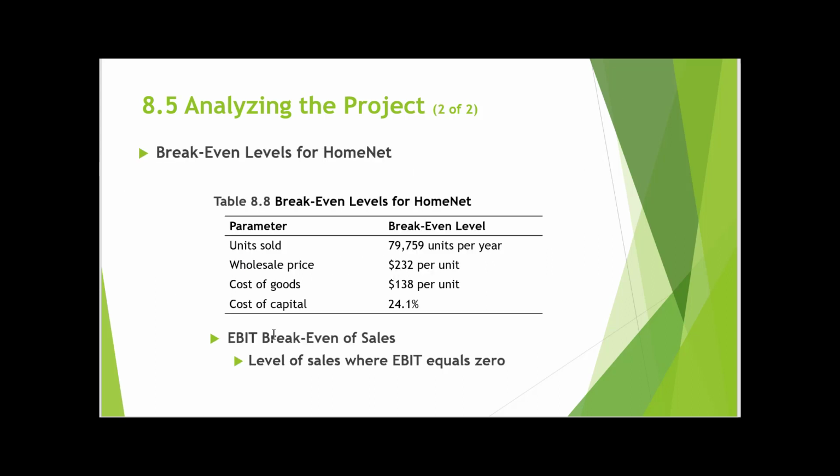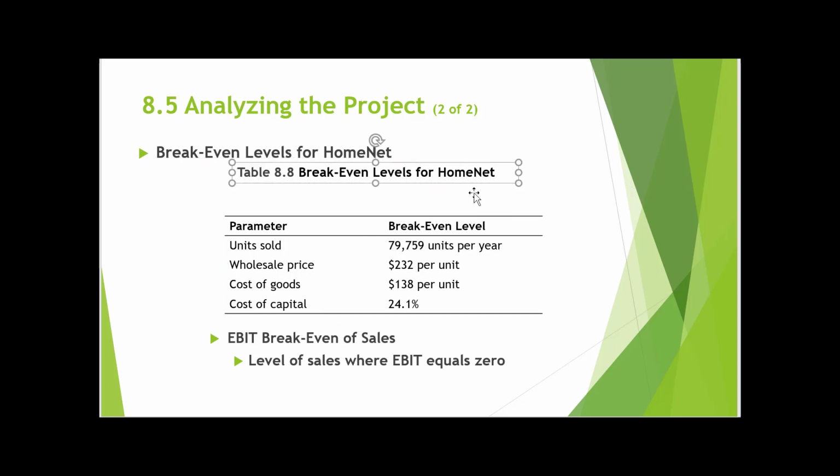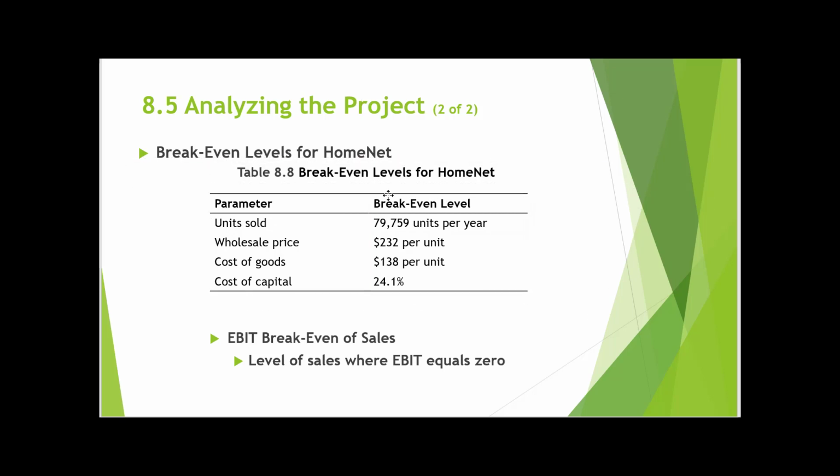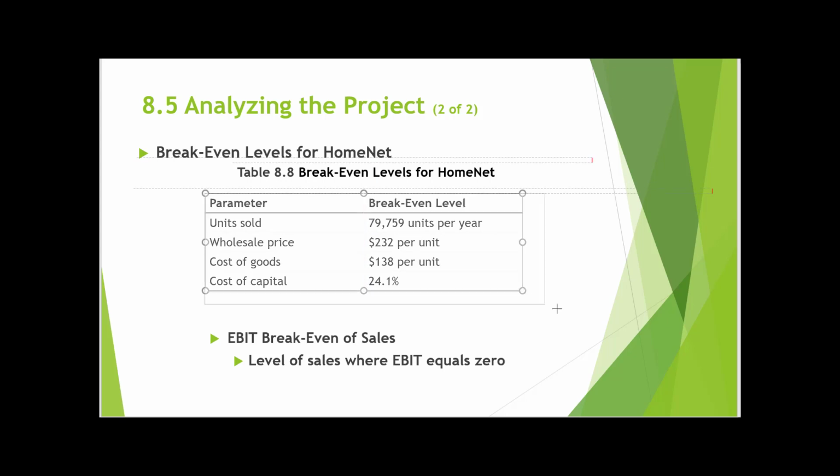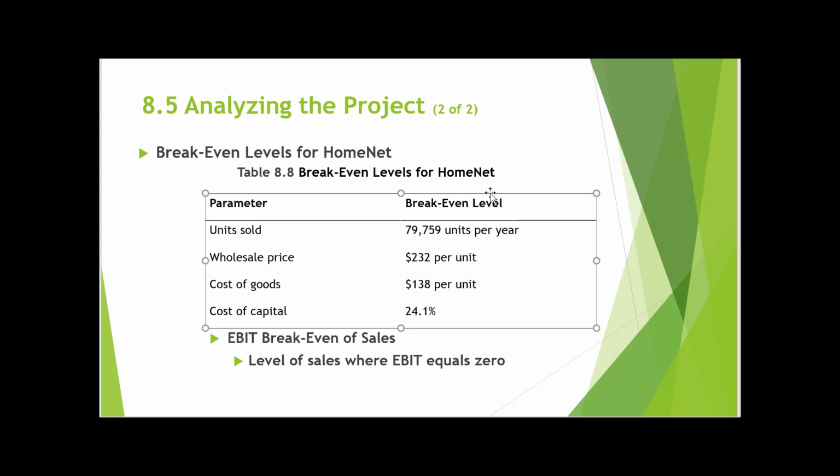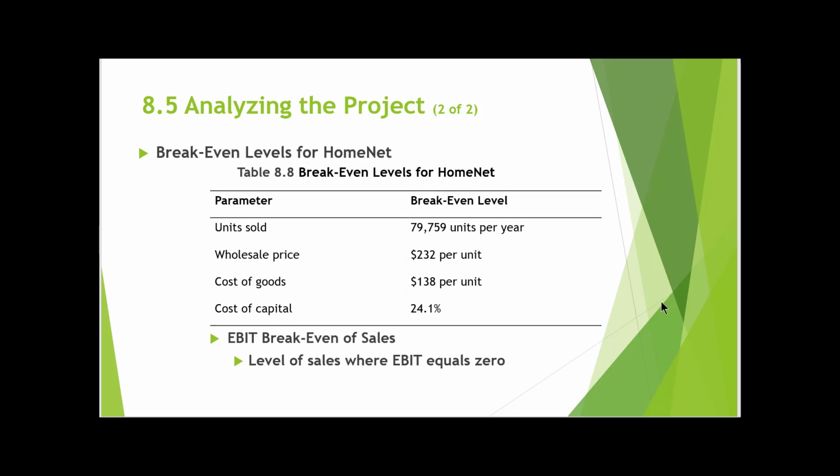So here we have the HomeNet project that we've been talking about. What is the break-even level? Again, if you take that data and plug it in, you're going to find that they need to sell 79,759 units per year. The wholesale price cannot be anything less than $232. The cost of goods sold cannot be any more than $138 per unit. And of course, the cost of capital that we solve for with this is around 24.1%.